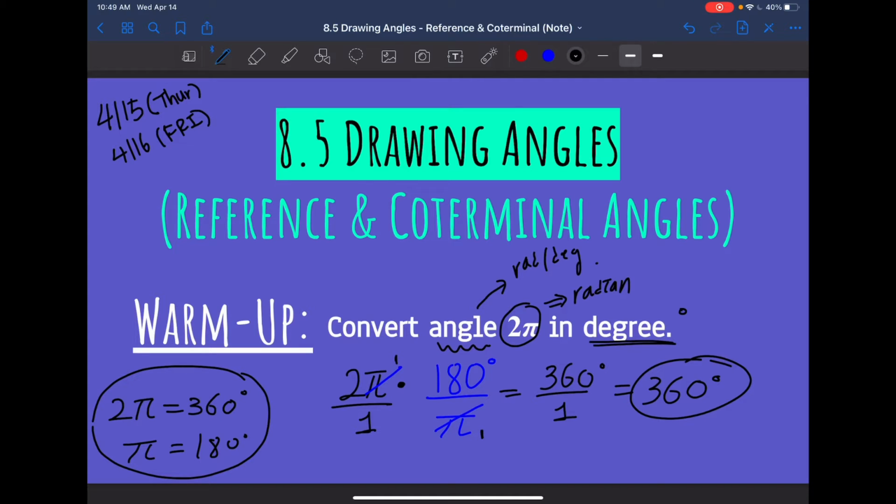So please remember 2 pi is 360 degree, pi is 180 degree. And this is how you convert units. Just multiply by 180 over pi or pi over 180, depends on your unit. Otherwise, you watch Wednesday video. I went over 2 examples there.